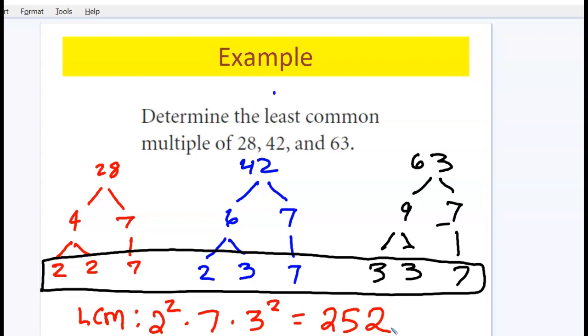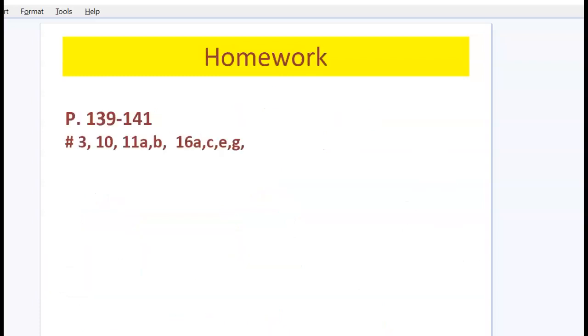So that is all there is for lowest common multiple. So these are the questions that you need to do for the second half of 3.1 on lowest common multiple. So give those a whirl, and if you have any questions, the answers are posted on the webpage. Good luck.